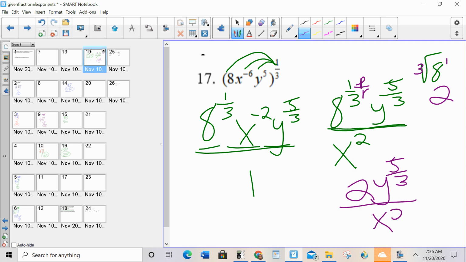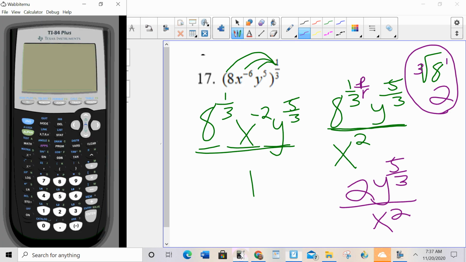over x squared. And listen, at this point, if you're looking at this, you're like, huh? After completing what we've done so far, you can always go to your calculator and type in 8 to the power of 1/3 and get your answer.